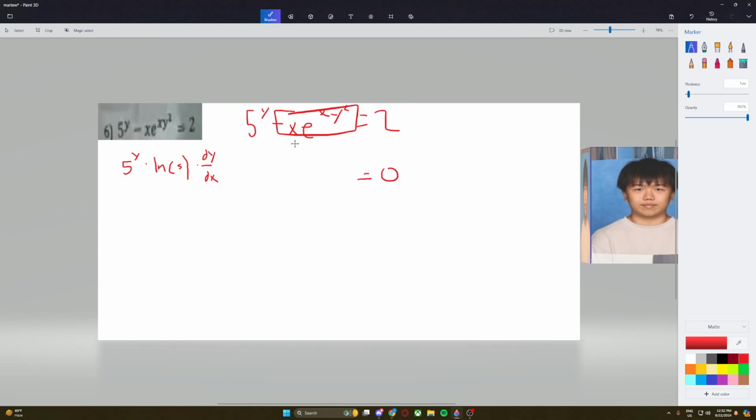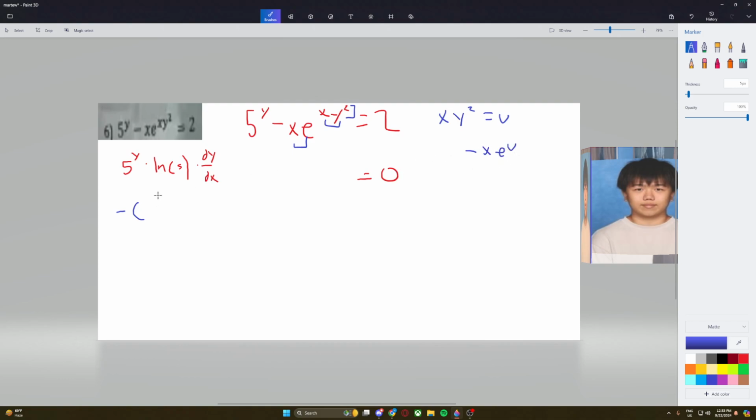And then negative all that. There is product rule. 2 product rules. There are literally 2 product rules. And then there's implicit differentiation. So let's write this out. So we got negative x times, and let's just say xy squared equals u.